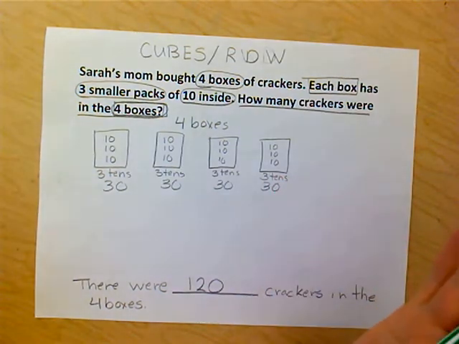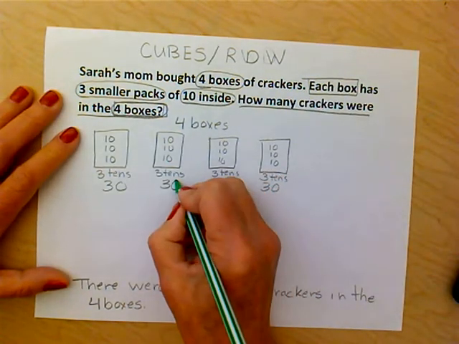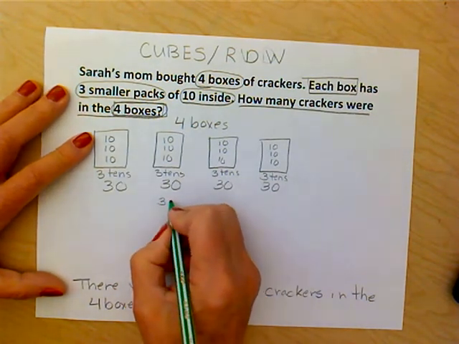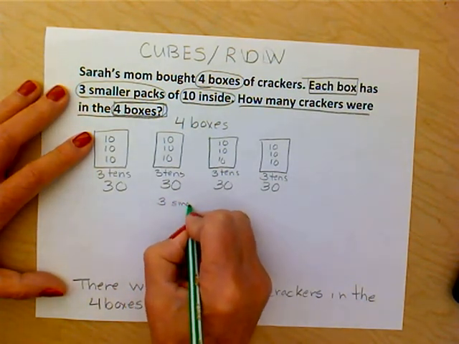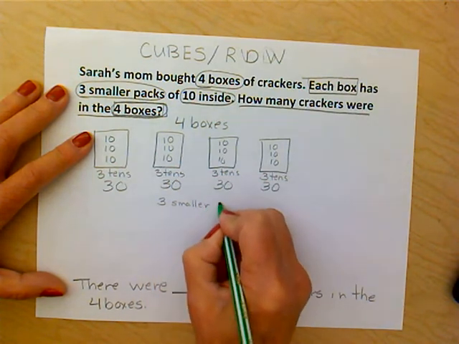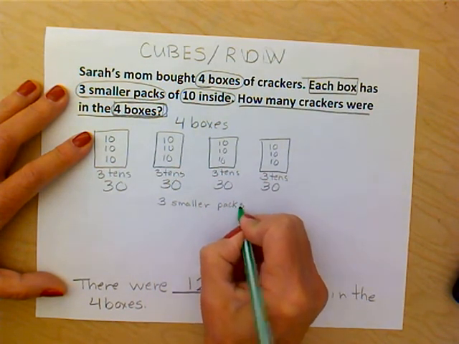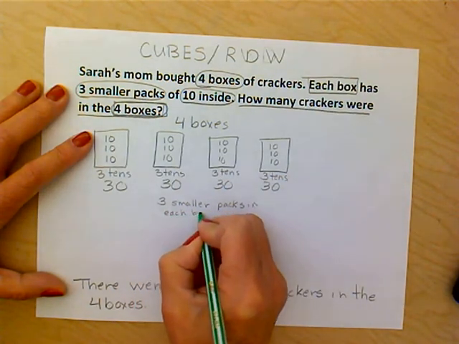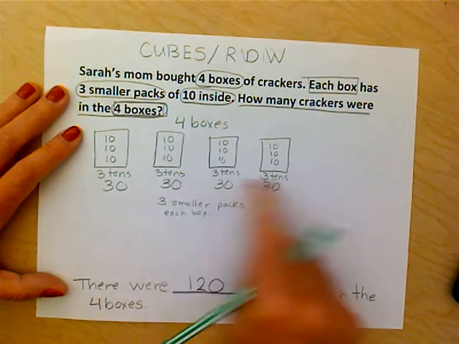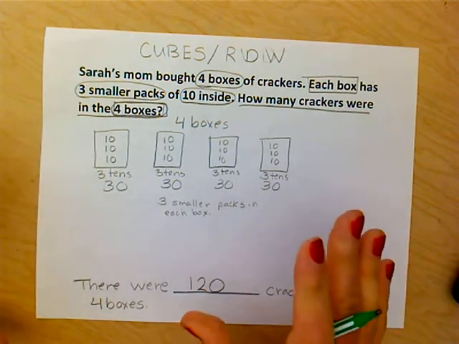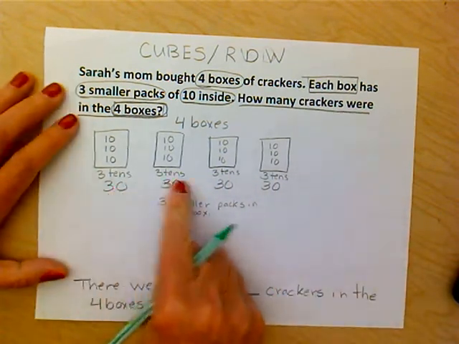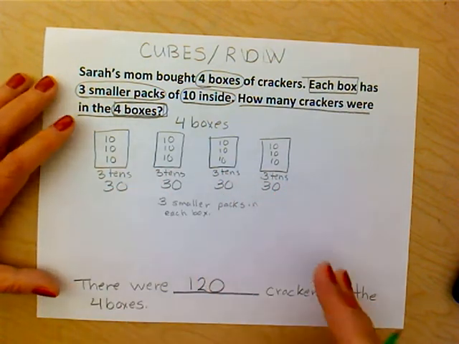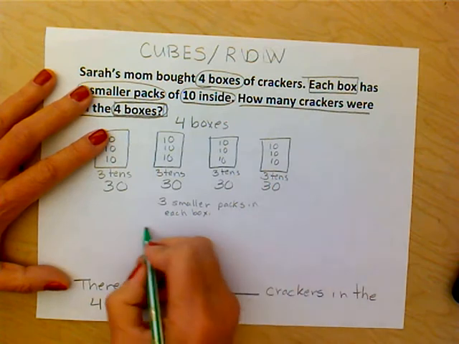So that gave me a really good beginning on what the problem told me. So there were 3 smaller packs in each box. So that's what these numbers represent. So I can see in my brain that if I would combine these, I should be able to find the total number of crackers. So that's the next step that I took.